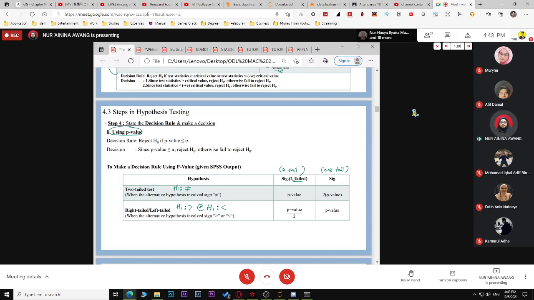So untuk p-value you kena hati-hati. Tengok dulu you punya case tu, H1 tu, case dia yang mana satu, and then tengok dia punya output tu, tally tak dengan you punya H1. Okay, so that is for p-value.